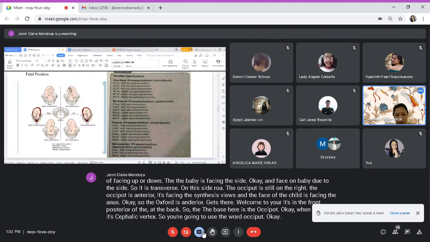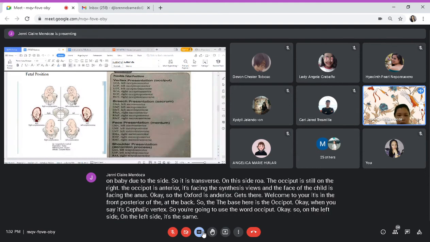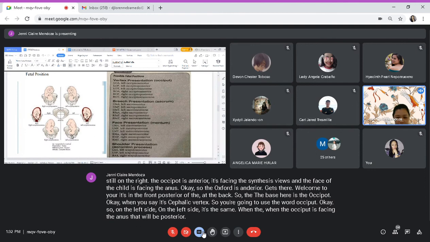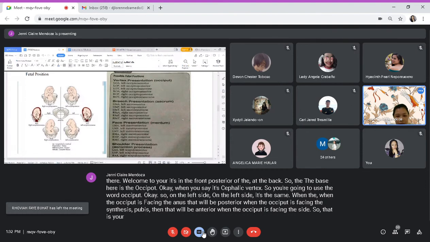So on the left side, it's the same. When the occiput is facing the anus, that will be posterior. When the occiput is facing the symphysis pubis, then that will be anterior. When the occiput is facing the side, that is your transverse.